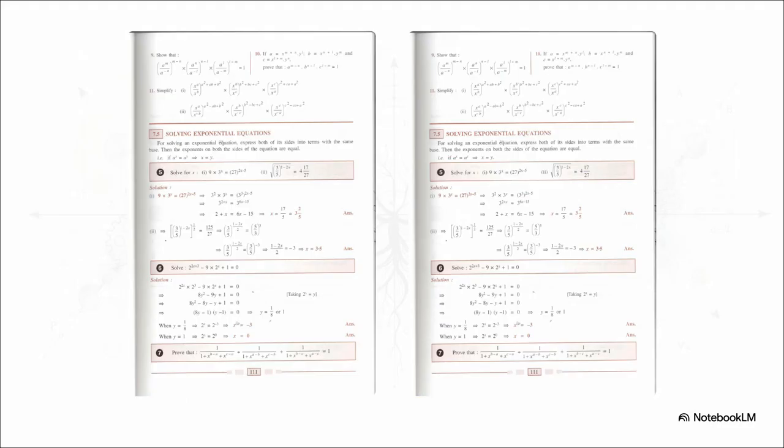Let's walk through this with a real monster of an equation directly from our source. Take a look at equation 5i. We have 9 multiplied by 3 to the power of x equals 27 to the power of 2x minus 5. Okay, step 1. Let's find that common base. Well, 9 is just 3 squared, and 27 is 3 cubed. So we rewrite the whole equation using a base of 3. Using our first law from earlier, the left side becomes 3 to the power of 2 plus x, and using our third law, the right side becomes 3 to the power of 6x minus 15.